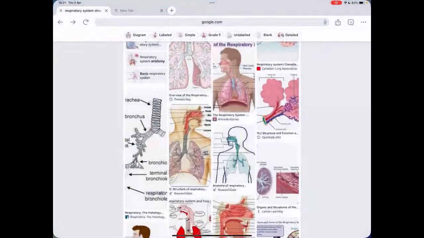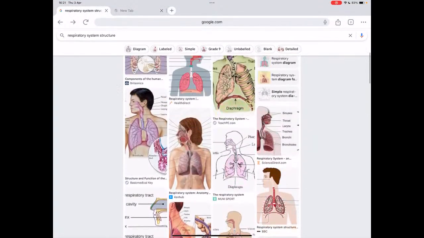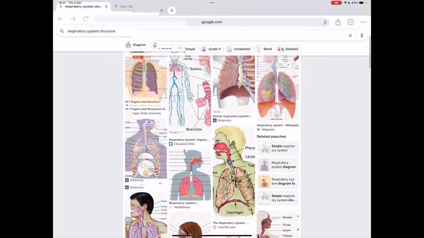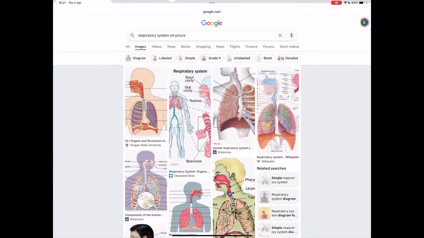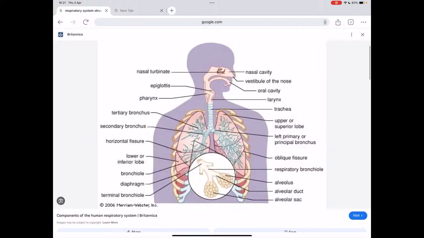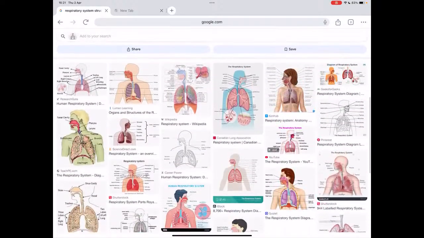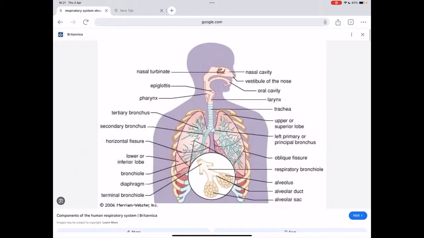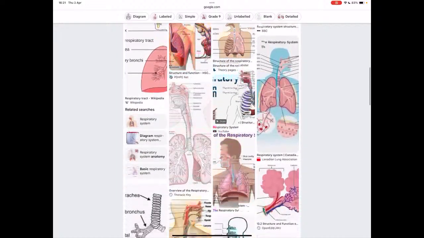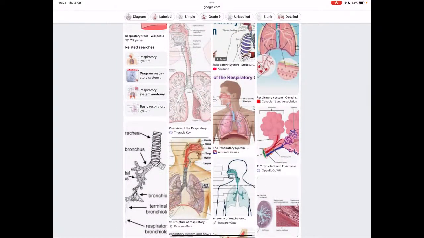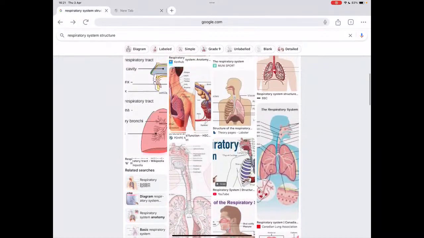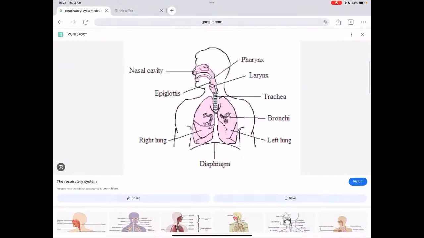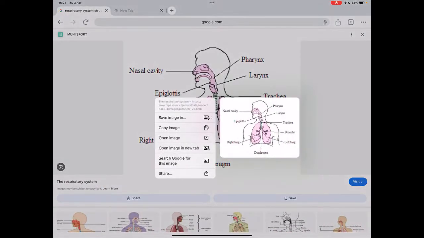Okay, so let me go just a second back to the pictures, guys. Which one shall we use? This is too many names. Find one that labels the key structures clearly. That'll keep it simple. You bet. Take your time. No rush. Yeah, this one is good.